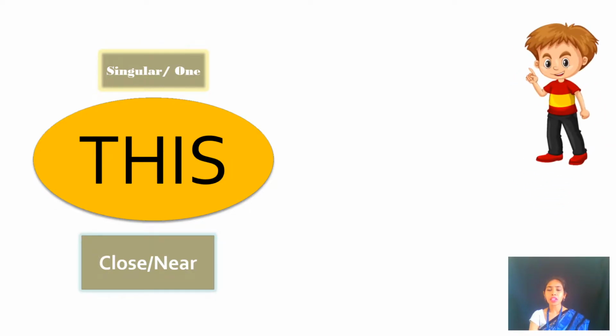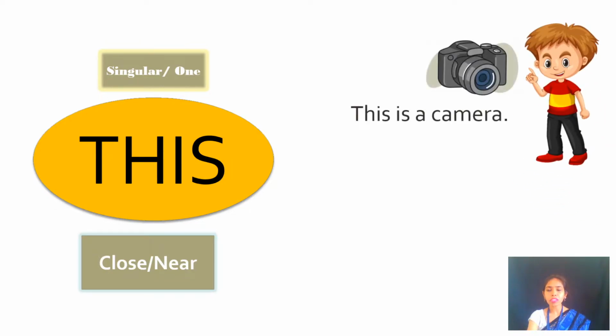So now see, this boy is pointing out a camera which is close to him, जो उसके पास है. So camera कितने हैं यहाँ पर? There's only one camera. So that's why we will say this is a camera. This is a camera, right? So this के साथ हम क्या लगाएंगे? Is, जो कि is singular form में लगता है helping verb.